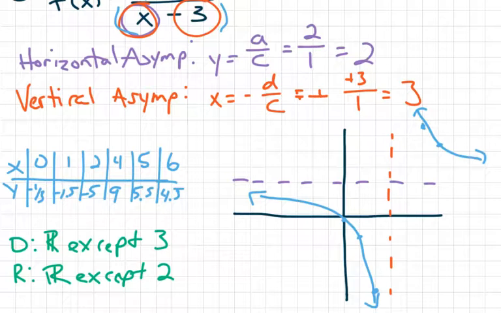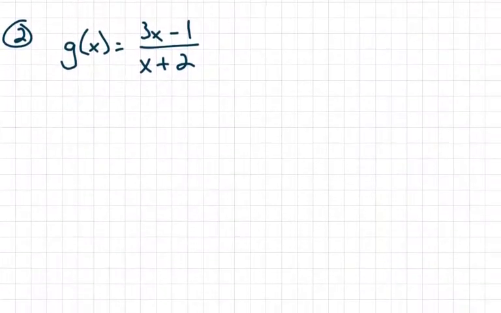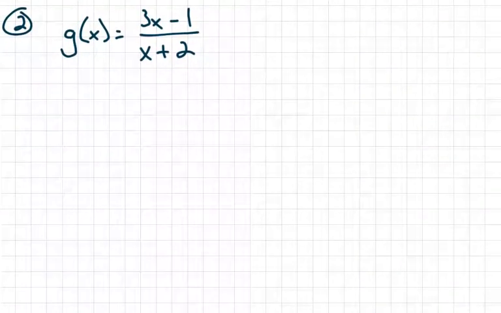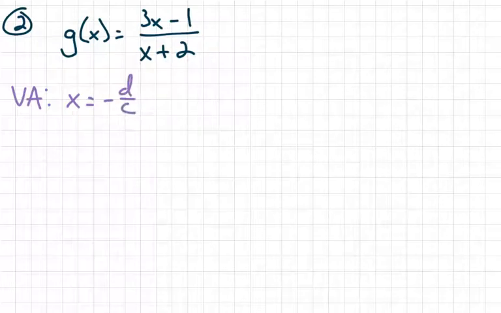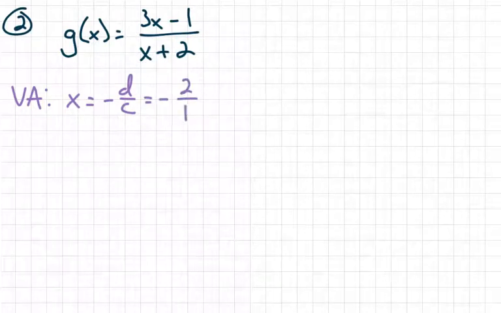All right, let's try another one here. Let's scroll this up. Number 2, g of x is equal to 3x minus 1 over x plus 2. So let's go with the vertical asymptote this time. So vertical asymptote is x equals, remember it's negative d over c. So d and c, d is here, c is here. So we'll have negative d, in this case 2, c is 1. It's the number in front of x. So we'll have negative 2 over 1, which is just negative 2.